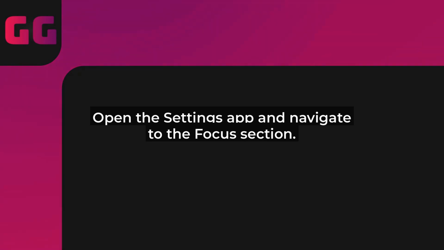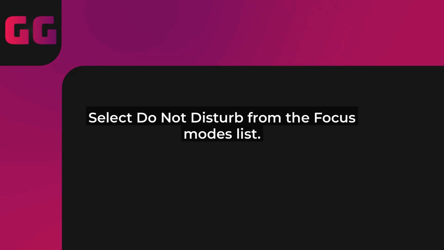Once you're in Settings, scroll down and tap on Focus. This is where Apple manages all your notification controls, including Do Not Disturb. Now, in the Focus menu, you'll see a list of modes like Do Not Disturb, Personal, Sleep, and any custom ones you've set up. Tap on Do Not Disturb to edit it.